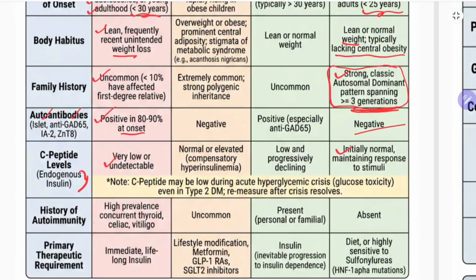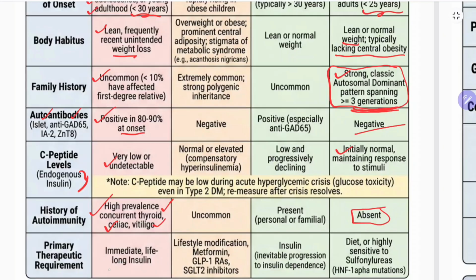History of autoimmunity will be high in patients with type 1 diabetes mellitus, but there will be no family history of type 1 diabetes. What autoimmune history? History of hypothyroidism, Graves disease, celiac disease, or vitiligo will be there, but that autoimmune history will be absent in MODY.